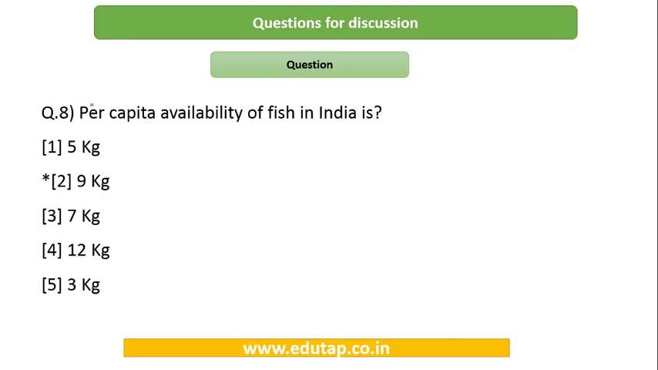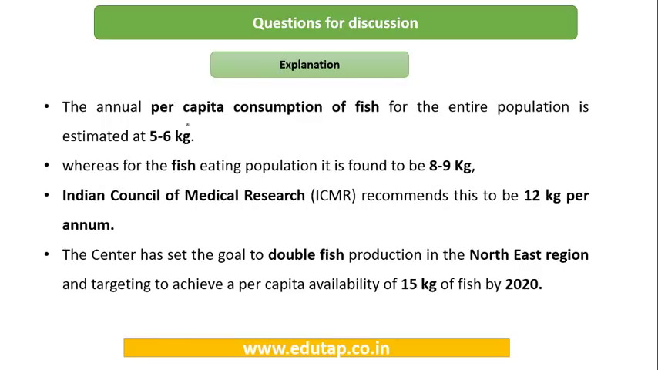Okay, next question: the per capita availability of fish in India is what? Okay, so it's 9 kgs. Let us see the various classifications here. Now, you see the annual per capita consumption of fish for the entire population. When you take the entire population, it is 5 to 6 kg. But when you talk about only the fish eating population, then it is going to be 8 to 9 kg. So this is something you need to look for in the question.